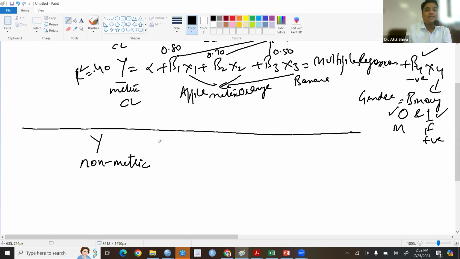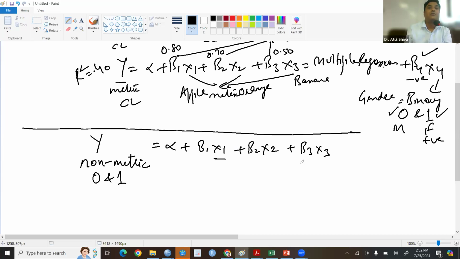So if my y is non-metric, that means y is 0 and 1. India will win the match or India will lose the match. If this is my dependent variable, and x, beta 1, x1 is how many wickets in hand are there now. Beta 2, x2, how many overs are left? What is the batting order which is going on?